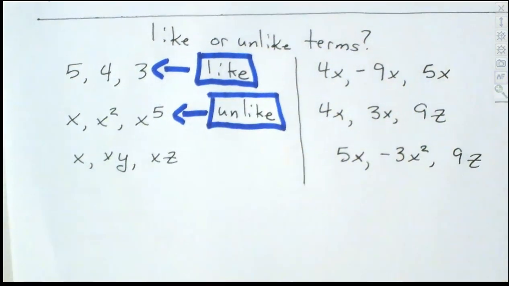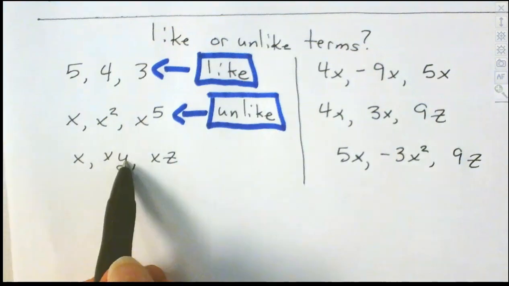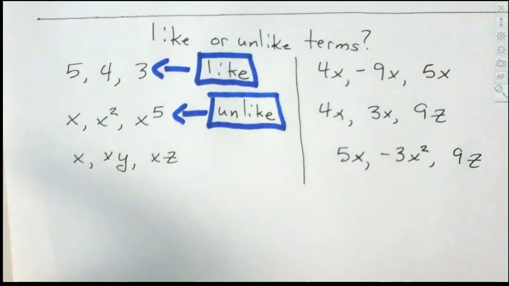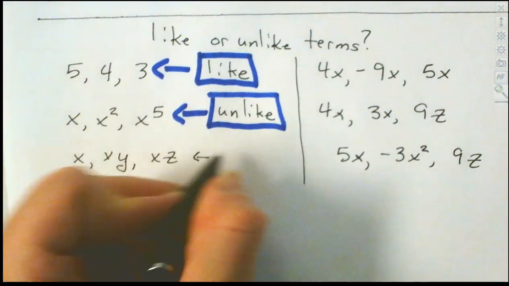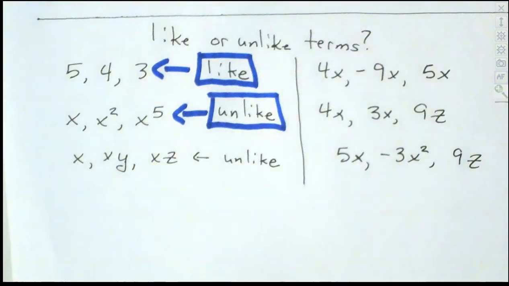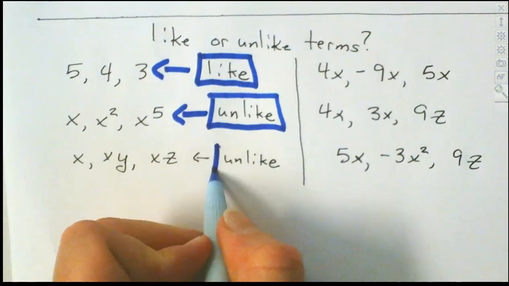The next one. They all have x's, but this one has a y with it, and this one has a z with it. When you have all those different variables, they're unlike again, because they cannot be combined together. It has to be just x's only.